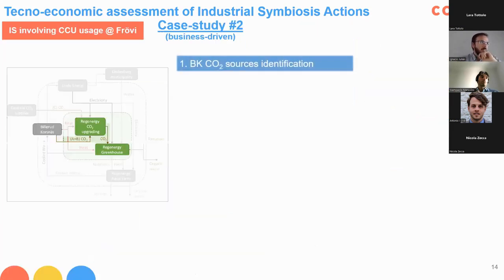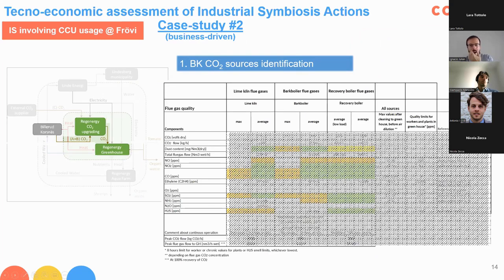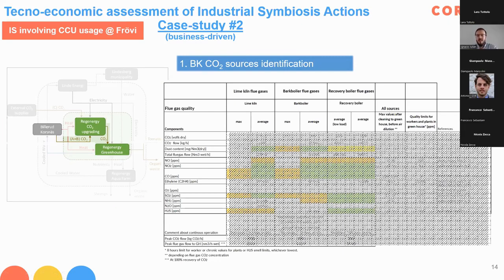The second case study, which may be of higher interest for you because it involves the use of CO2, is the one at Frobi. So it involves the potential exchange of CO2 via a flue gas upgrade using CCUS technologies from a pulp and paper industry to a newly based Frobi greenhouse for tomatoes production. So the first thing to do is to identify the flue gas sources from the donor industry. Which process provides which amount and which quality of CO2.